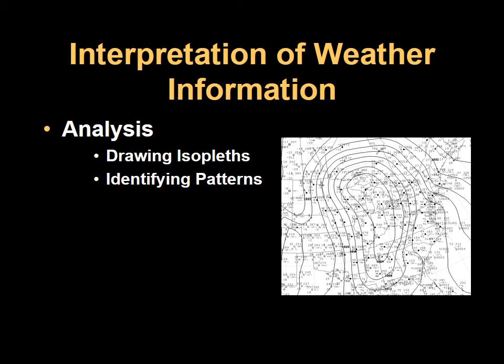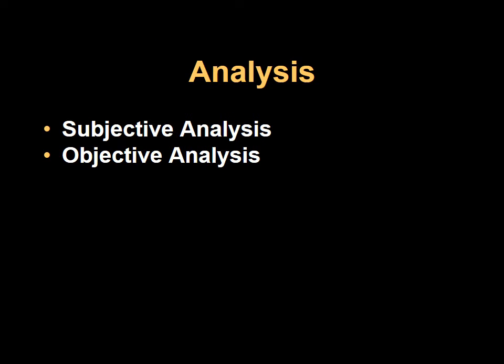So the way that we analyze weather information is by drawing isopleths. And then from those isopleths, those lines, we get a pattern. We can identify patterns. There are two different kinds of analyses: subjective analysis and objective analysis.